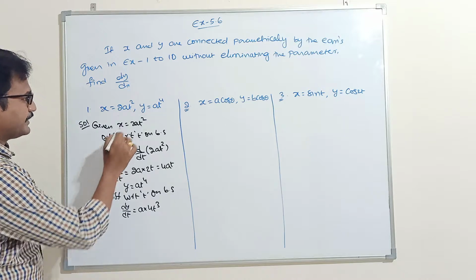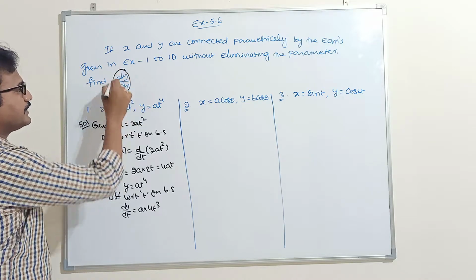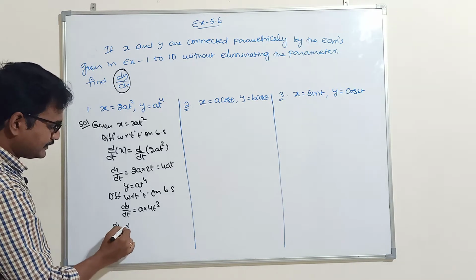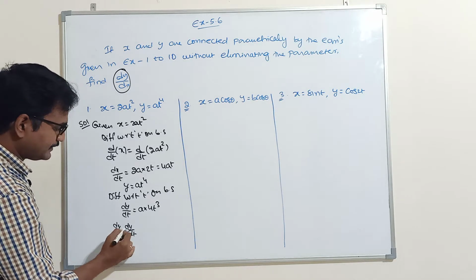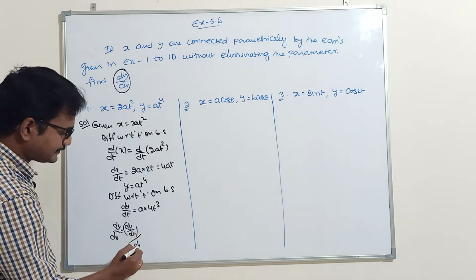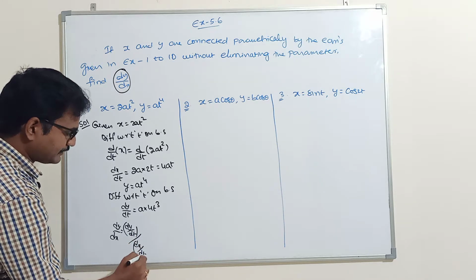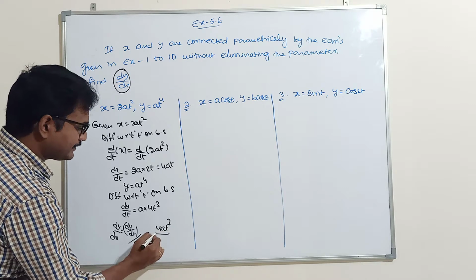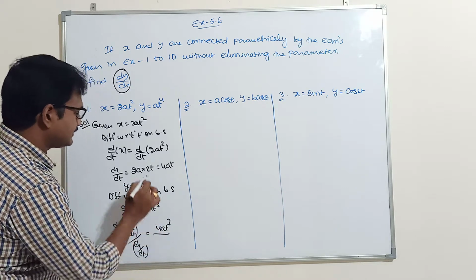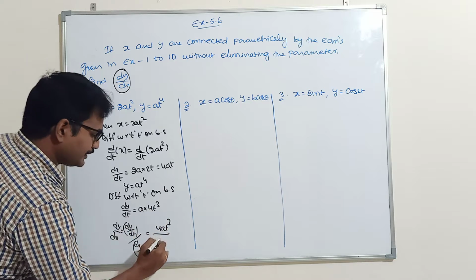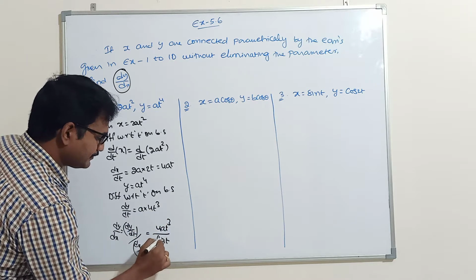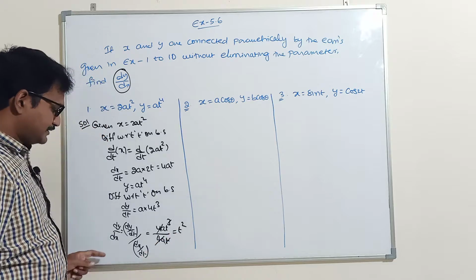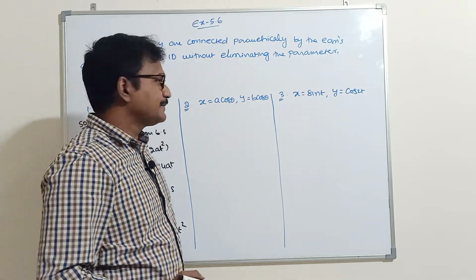So next, what do we find for every problem? dy by dx. dy by dx is equal to dy by dt by dx by dt. What is dy by dt? 4at cube, divided by dx by dt, which is 4at. 4a gets cancelled, t gets cancelled. The answer is t square. So dy by dx is equal to t square.